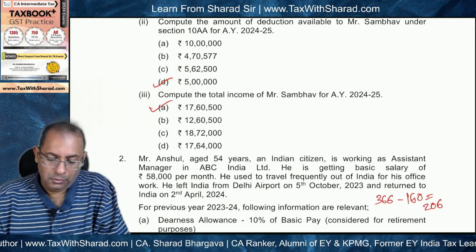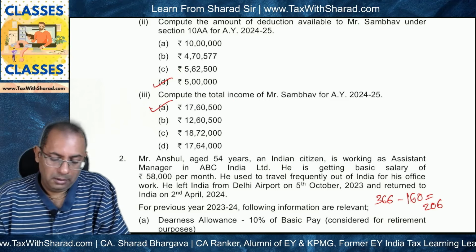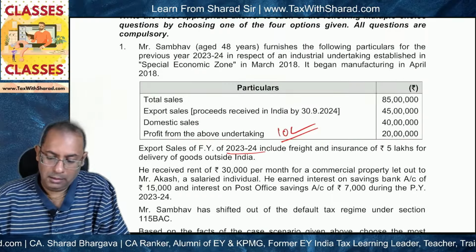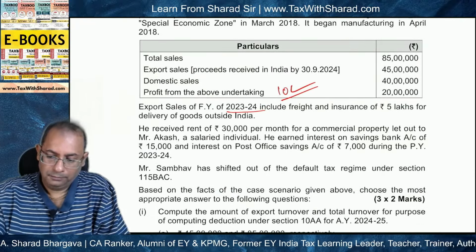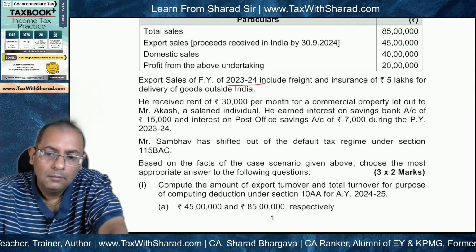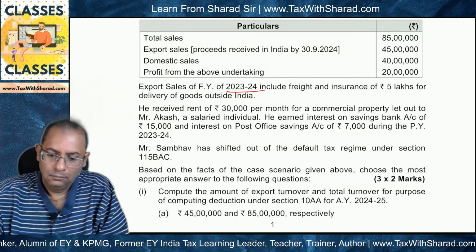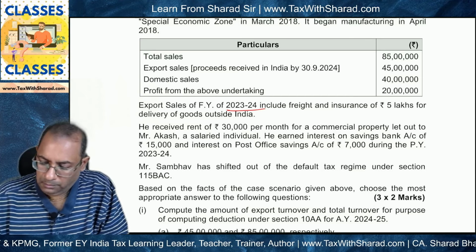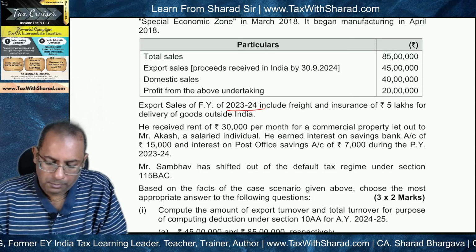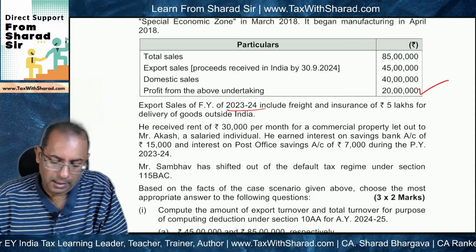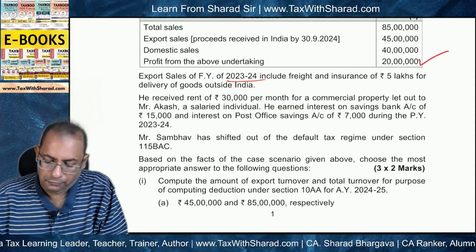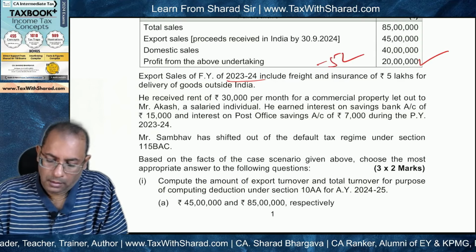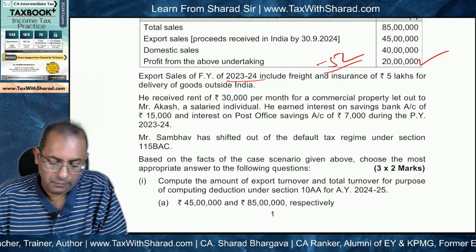The third MCQ says compute the total income of Mr. Sambhav, and the correct answer is 17,60,500. So how has this been arrived at? PGBP is profit of the undertaking, which is 20 lakh. Okay, 5 lakh is the deduction under section 10AA that we need to give.